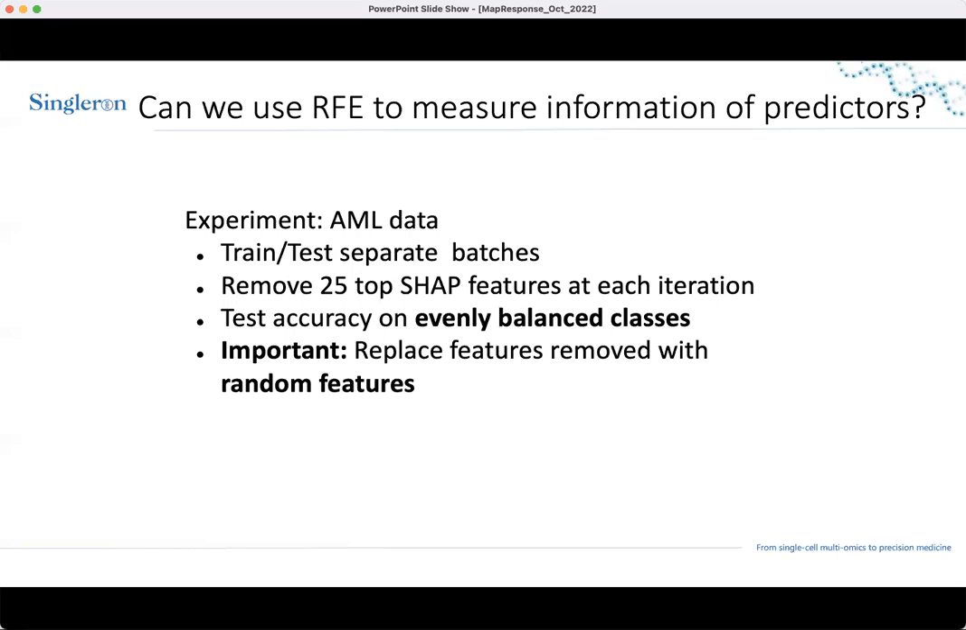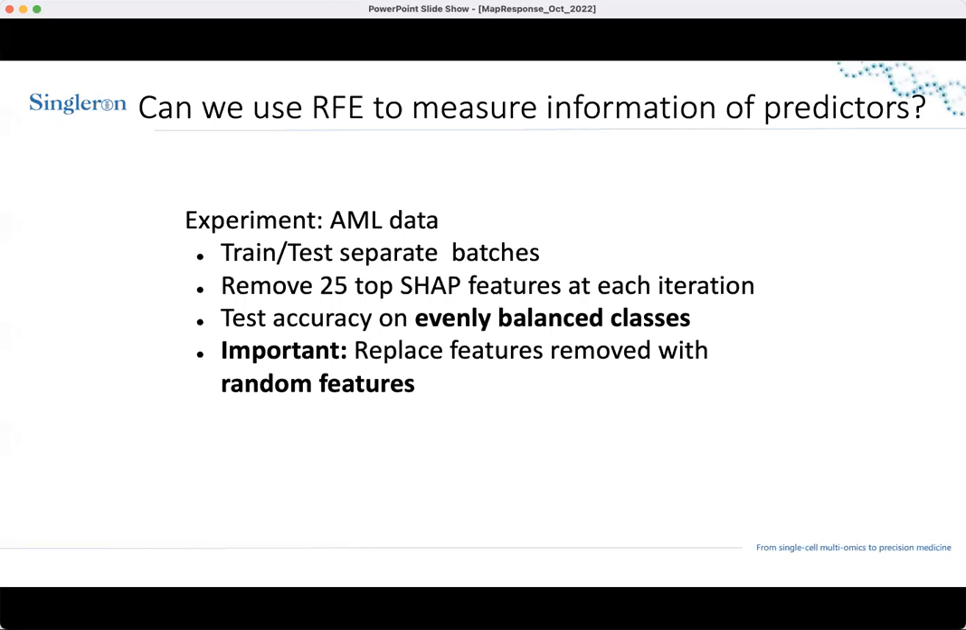For this experiment, we're going to remove the top 25 SHAP features at each iteration, meaning we're going to successively train several models, but remove 25 features at each iteration. And we're going to have a test set where the classes are evenly balanced, so 50% of one response, 50% of another response.